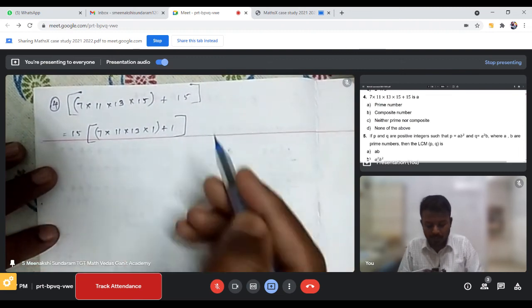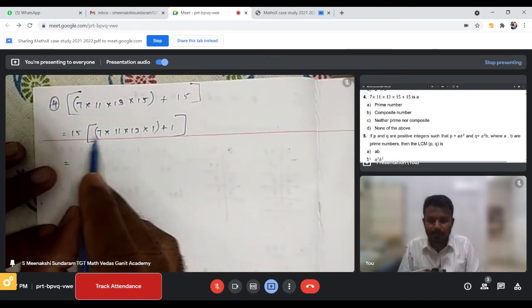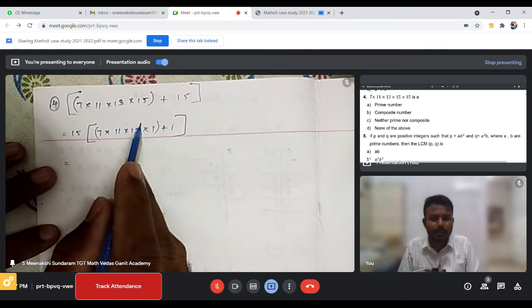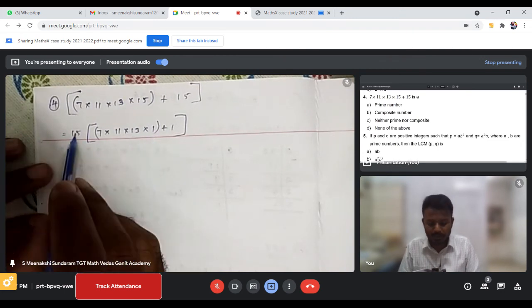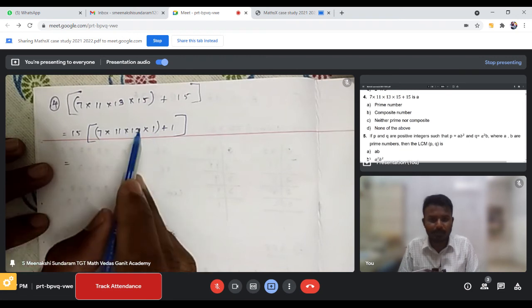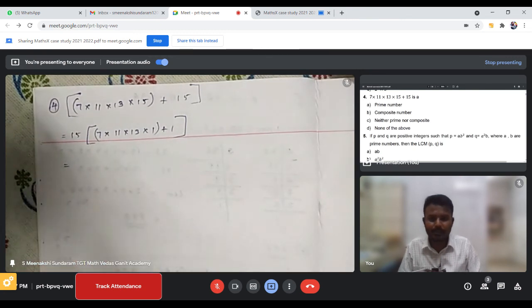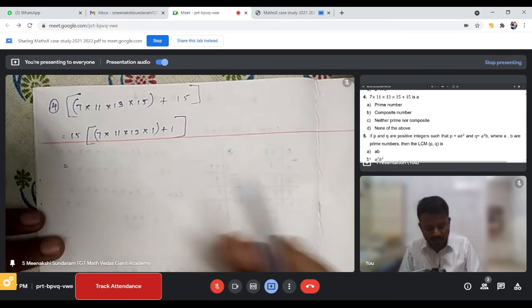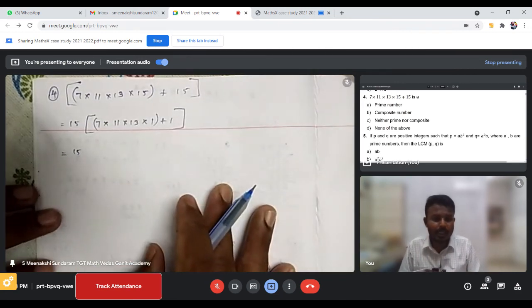Clear? Any doubt on this? Okay. Next, now it is in the form of 15 into some term. So obviously it is not a prime number, because here it has a factor 15 into some number. When we simplify this, we will get some number. So the number can be written as 15 into some number. So it is not a prime number. So obviously it is a composite number.